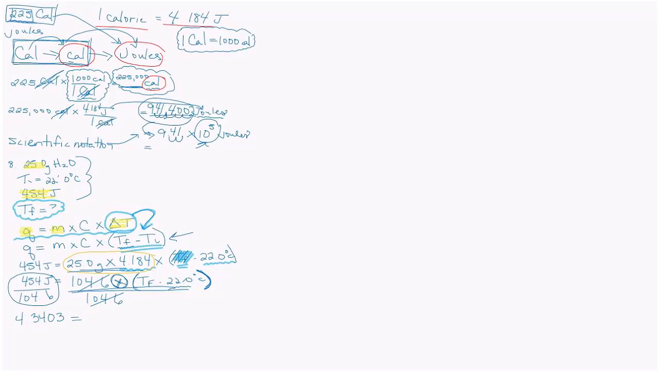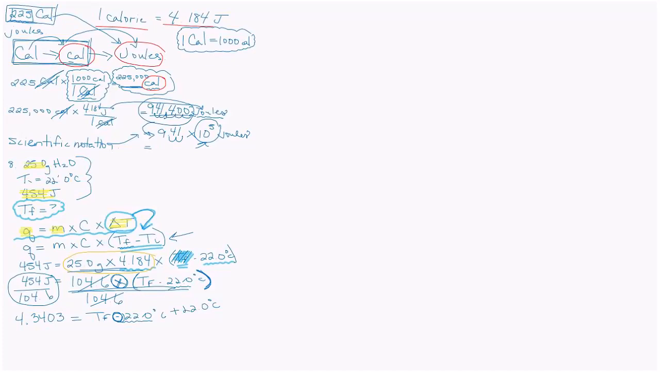And that's equal to T final minus 22.0 degrees Celsius. So I'm getting closer to getting T final by itself. I still need to bring this 22 degrees over to the other side. So just like I did in the step before it, I look at the operation that's happening. I'm subtracting 22 degrees Celsius, so now I'm going to do the opposite. I'm going to add that.